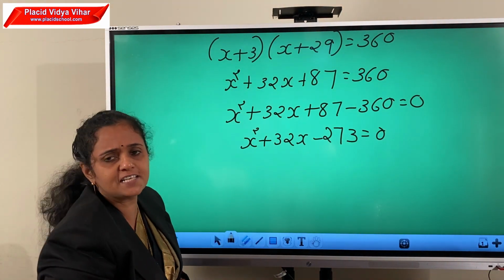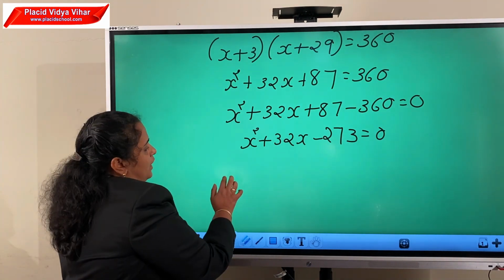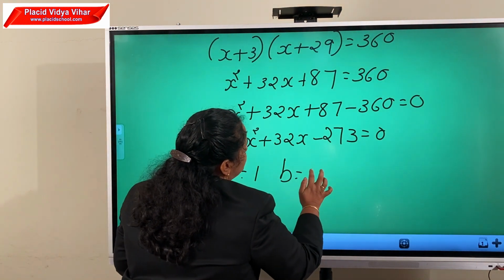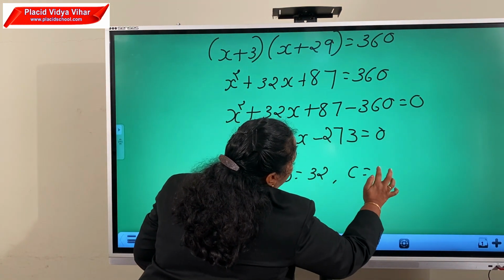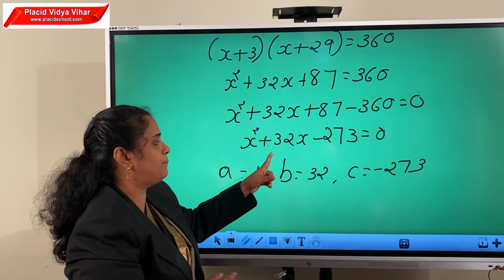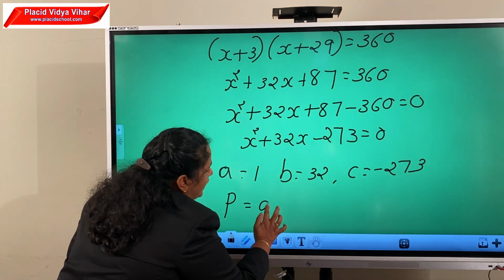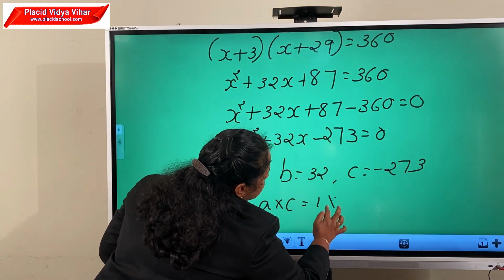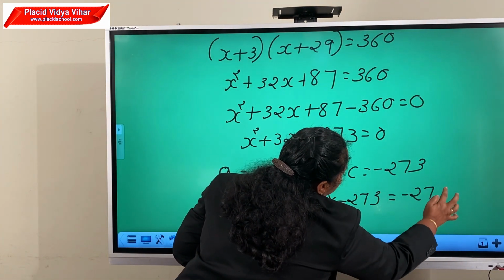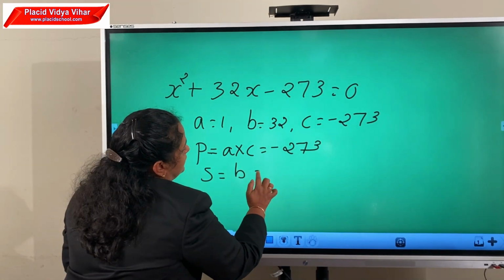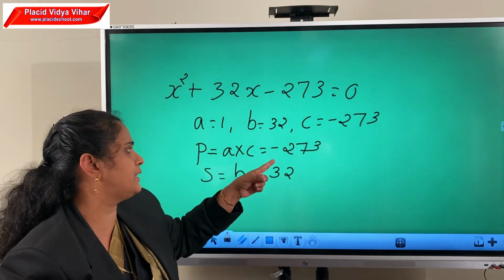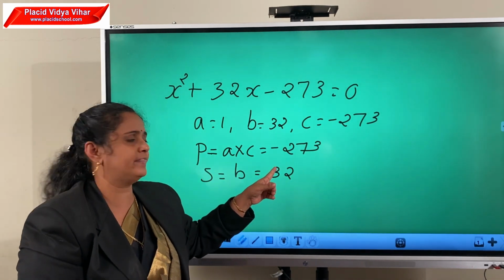When we are using the factorization method, we can split the middle term. Then a is equal to the coefficient of x square and b is the coefficient of x and c is the constant term, that is minus 273. The product is equal to a into c, that is a is equal to 1, c is minus 273. The product is minus 273. Sum is equal to b. b is 32. When we multiply any two numbers, you will get the answer minus 273. When we add or subtract the same numbers, you will get the answer 32.